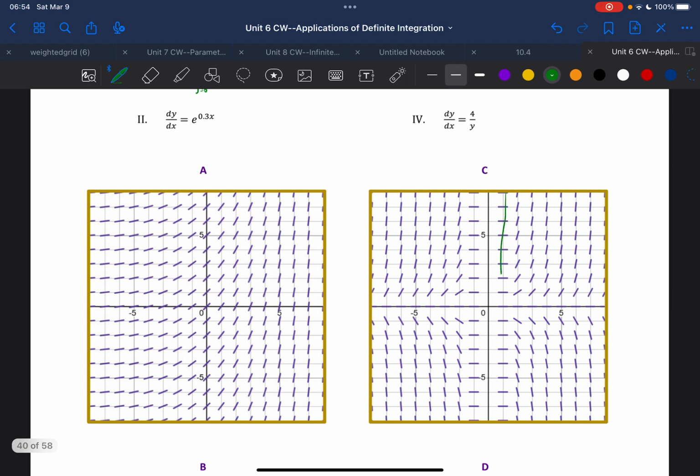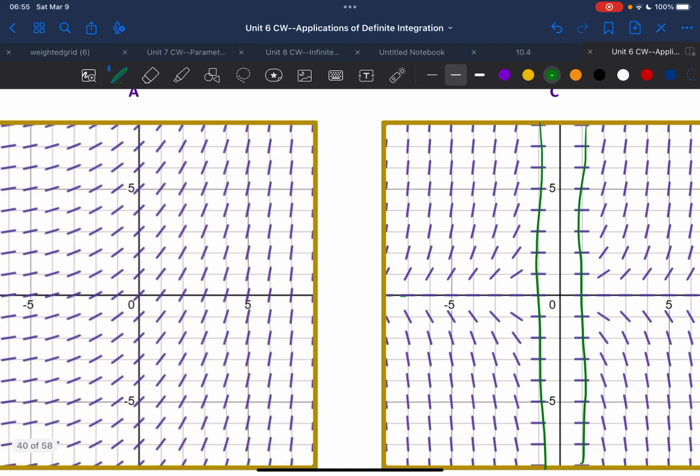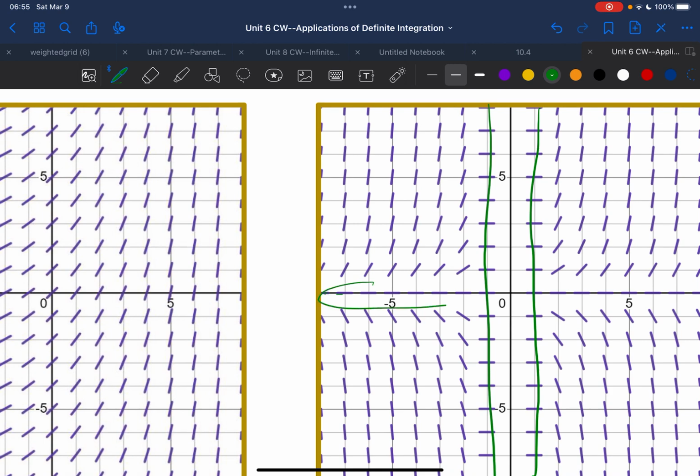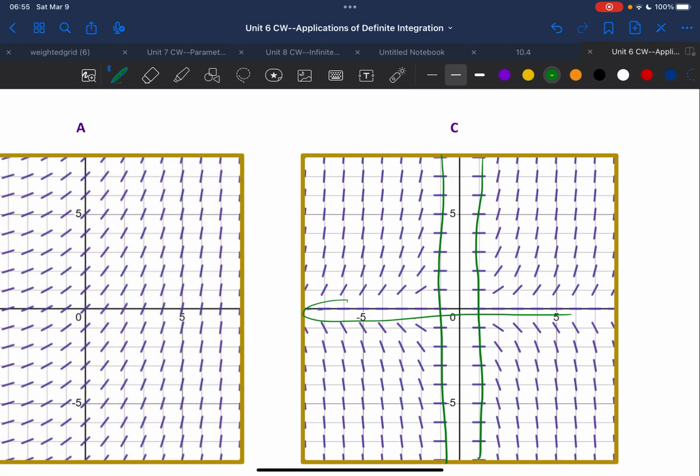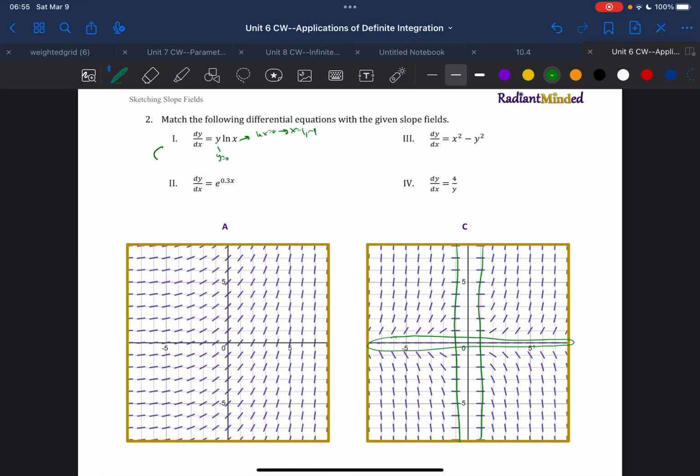Here x is 1, I see the zeros. Here x is negative 1, I see zeros. And the y is harder to see, but if you zoom in enough, you can see that when y is 0, yeah, those zeros as well. So 1 matches with C.